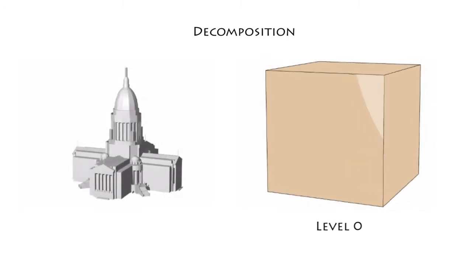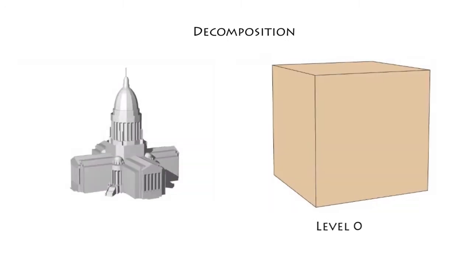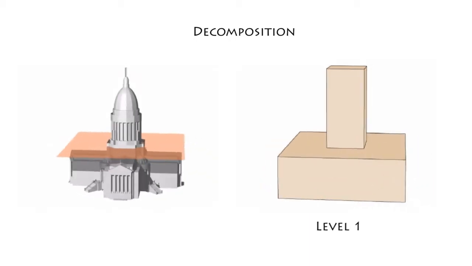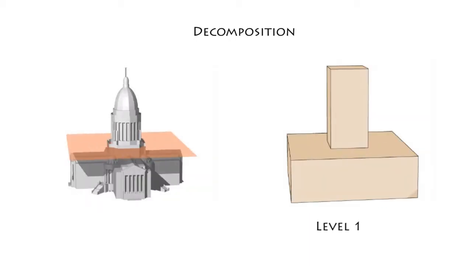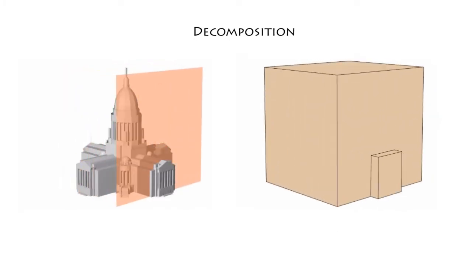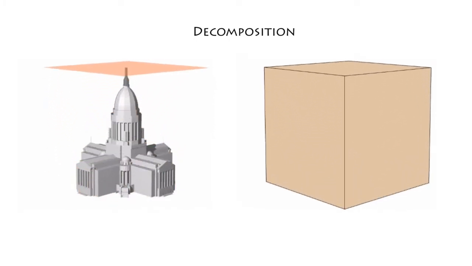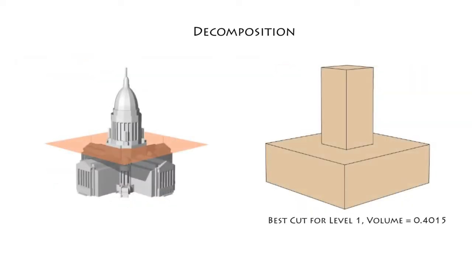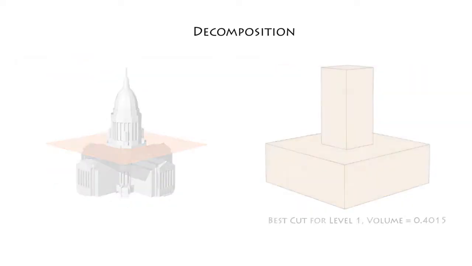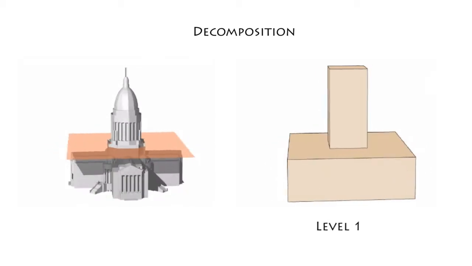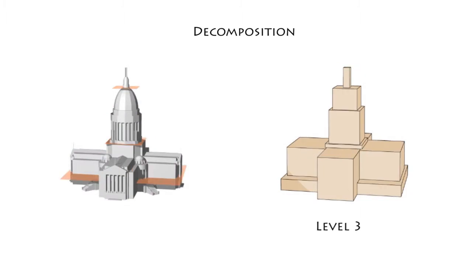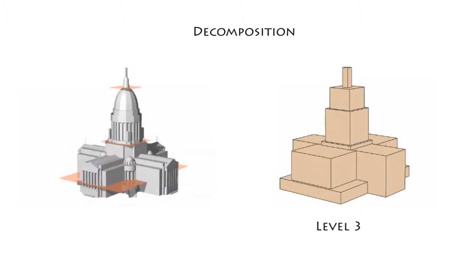Our decomposition method cuts the model into rectangular blocks. The cut is shown as the red plane on the left, and the resulting blocks are shown on the right. We look for the optimal cut that minimizes the volume of the resulting blocks. For example, this is the optimal first level cut of this model. We recursively cut the model until no significant volume reduction can be achieved. In this example, the decomposition stops at level 4.